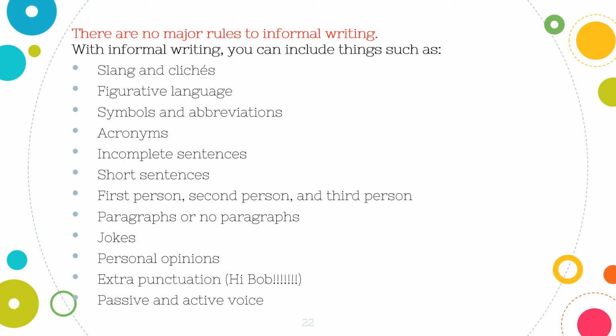Actually, in informal writing, there are no such rules. You can use slang and cliches, figurative language, symbols and abbreviations, acronyms, incomplete sentences, short sentences, first person or second person or even third person point of view, paragraphs or no paragraphs, jokes, personal opinions, extra punctuation, or passive and active voice. So you are free to use any of these in informal writing.